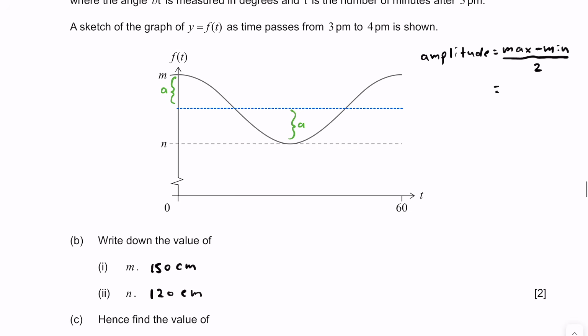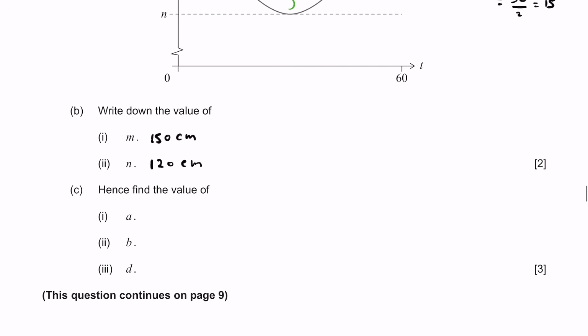Max we saw was 150. And the min was 120. Over 2. 150 minus 120 is 30, over 2, and that's equal to 15. So A itself is equal to 15. All right, let's write that out. A is equal to 15.